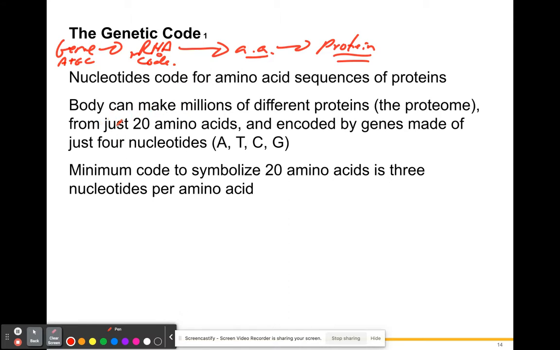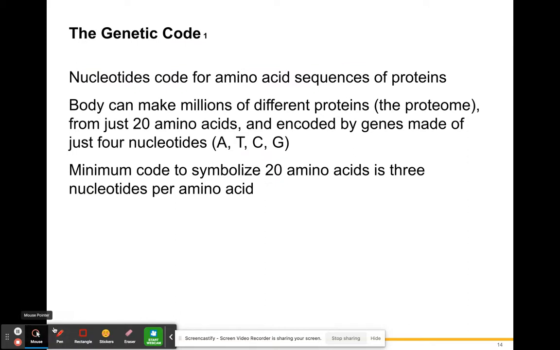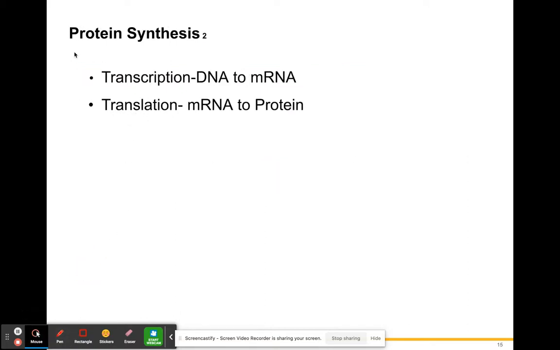The whole thing lies in this amino acid section. Your body can only make 20 amino acids, okay? And these 20 amino acids are encoded by the genes made by A's, T's, C's, and G's, okay? So let's talk about how this works a little bit. So there is a process.